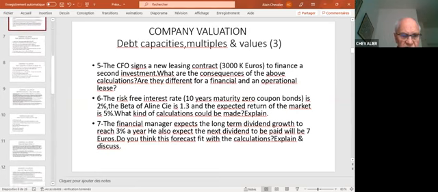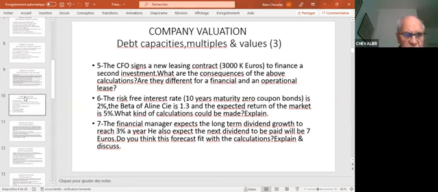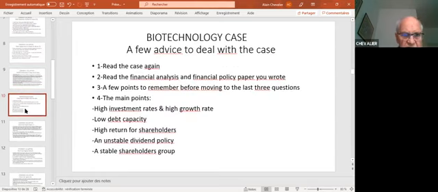And another element was, of course, on biotechnology. On slides number 9 and 10, I added some more elements here.